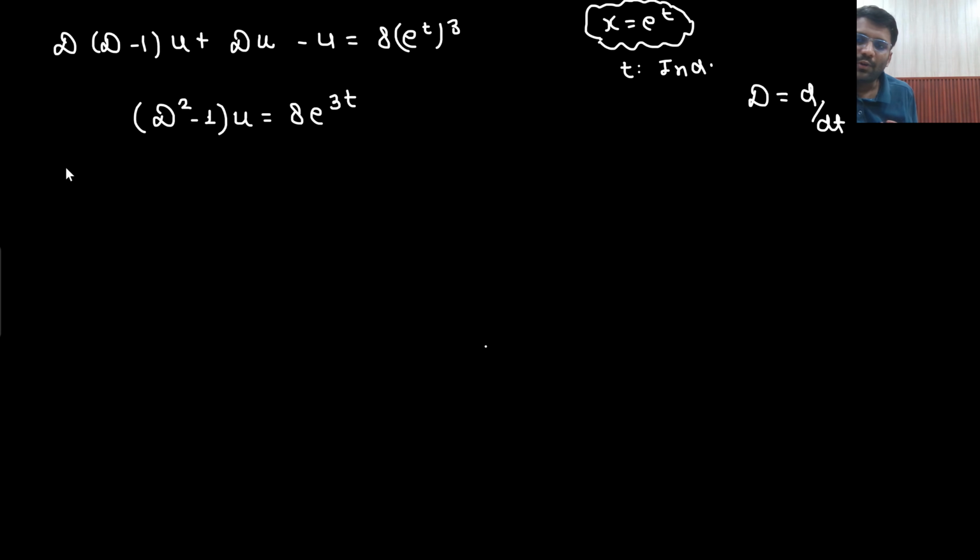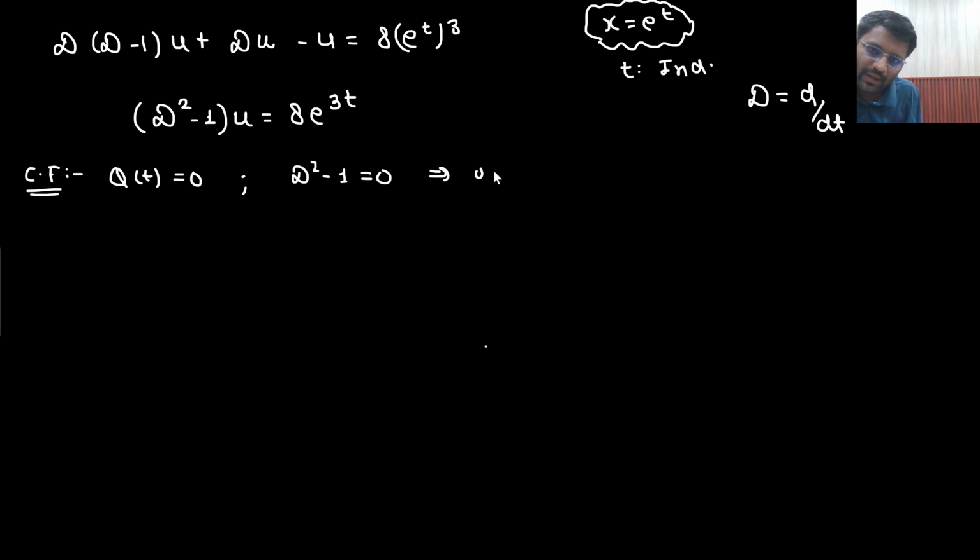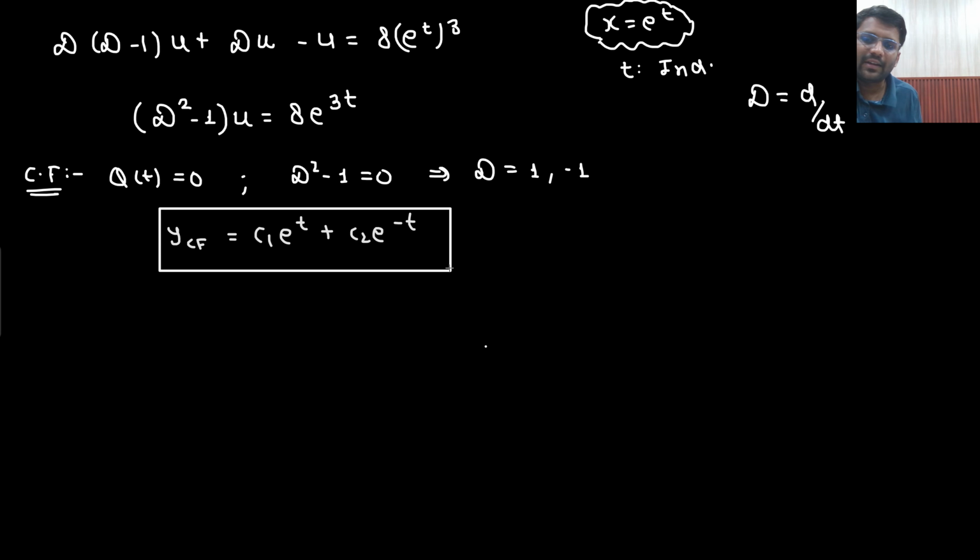So from here, what you need to do? You need to find out the CF first. For finding CF, what will you do? Sir, I will put Q of t to 0. d square minus 1 equals to 0. So from here, d will be plus minus 1. So what will be the value of y CF you will be getting? Sir, C1 e to the power t plus C2 e to the power minus t. This is the CF I am getting in terms of t.